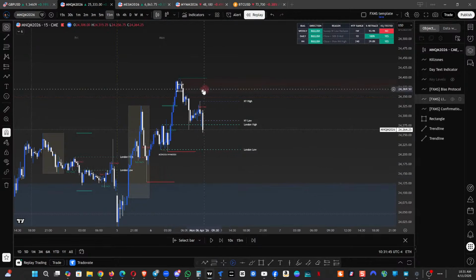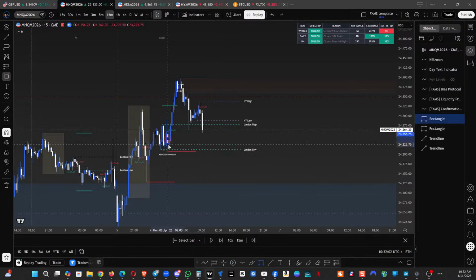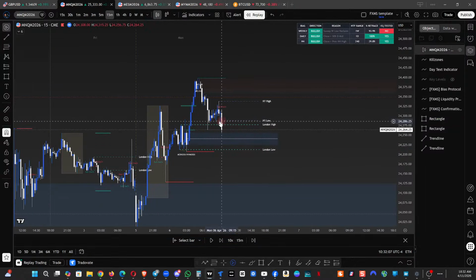So we had said that our bias was bullish. So what we're looking for here is for price to sweep out the low, and then continue higher with the manipulation. We can see here that we actually have a bullish structure on the 15-minute. We've got a 15-minute order block here, and then we have the sweep level.